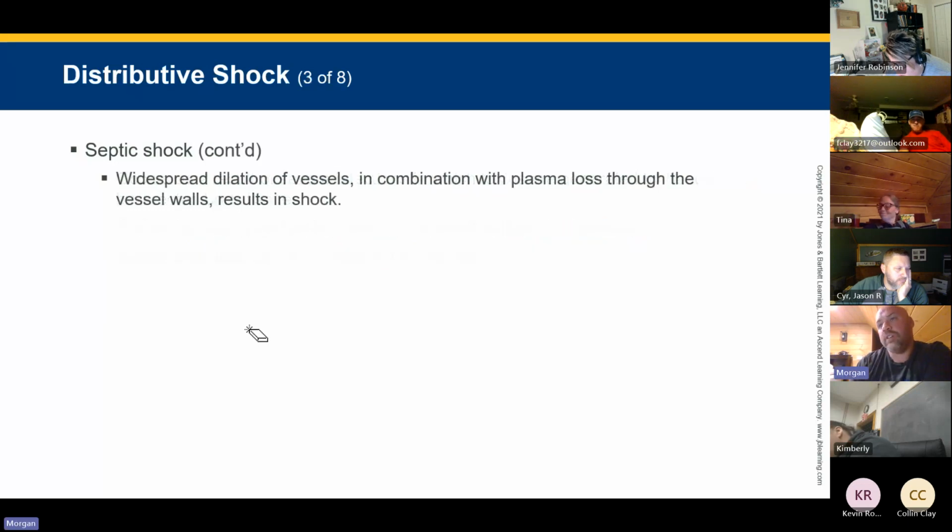Good. So yeah, widespread dilation in combination with plasma loss through the vessel walls results in shock. It's kind of like hypovolemia, but it's not the lack of fluid. It's because the vessels are just not constricted, and so there's a loss of fluid. We would correct this with norepinephrine and fluid, and you just get them to the hospital.